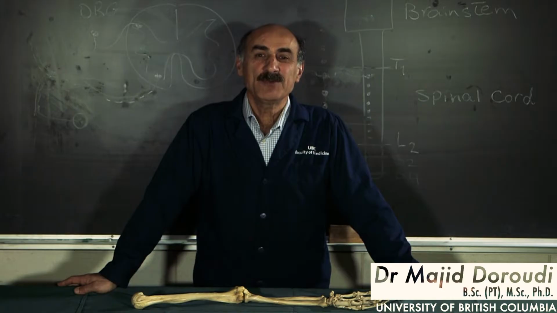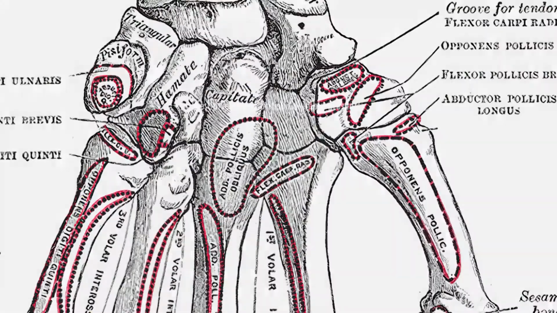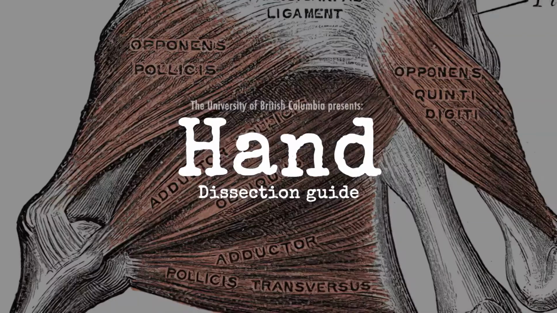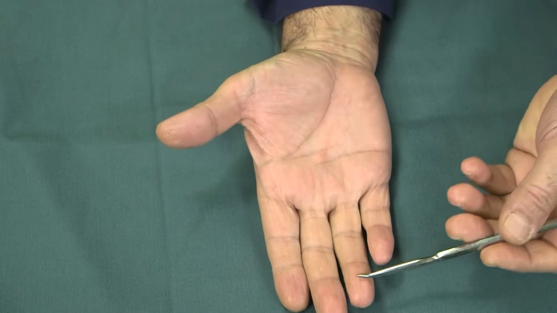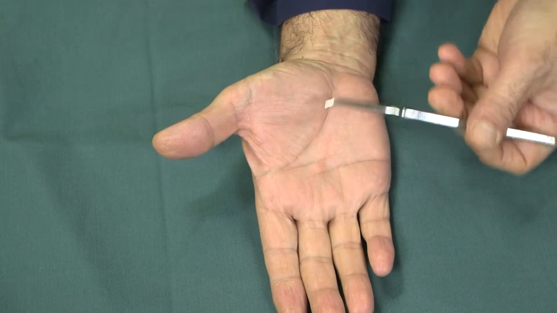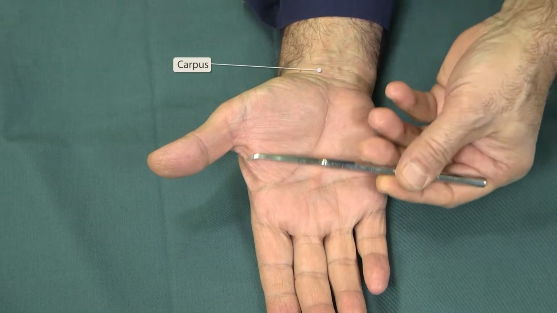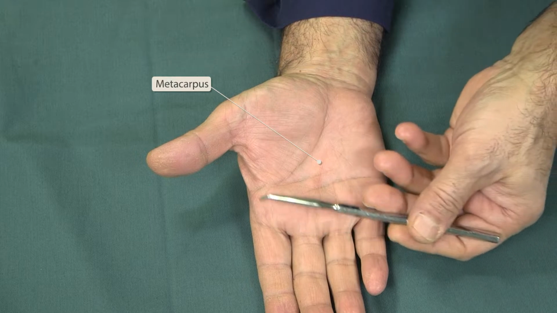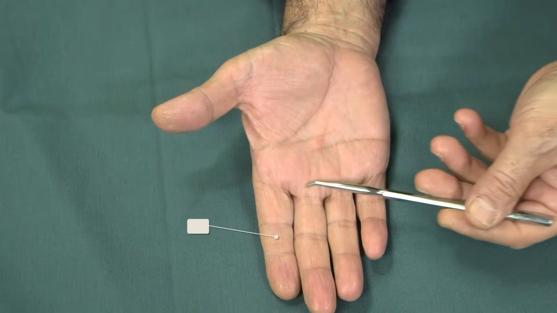In this session, we're going to show you how to dissect the palm of the hand, and later we are going to show you the bones and the joints of the hand. I would like to walk you through actually the different parts of the hand. The hand includes the wrist, carpus, the proper hand or metacarpus, and then fingers or digits.